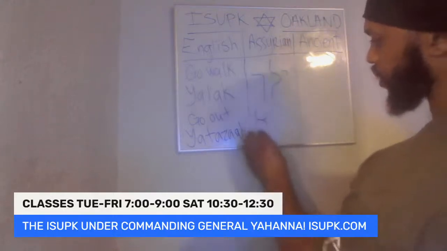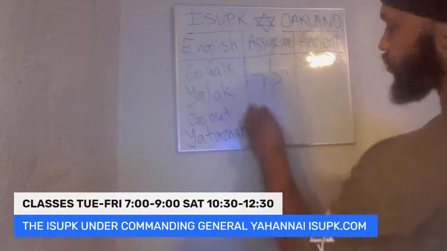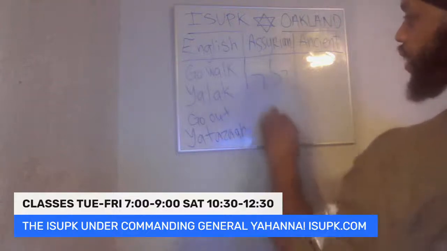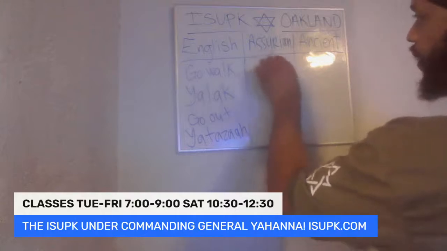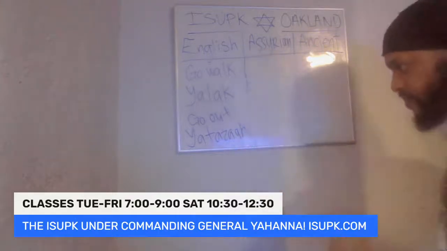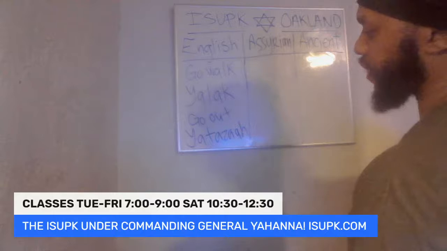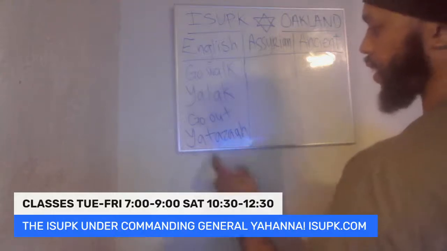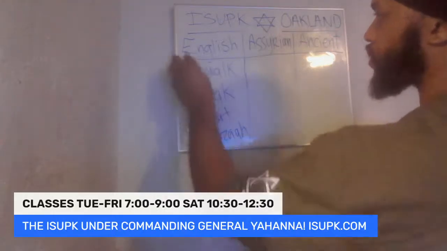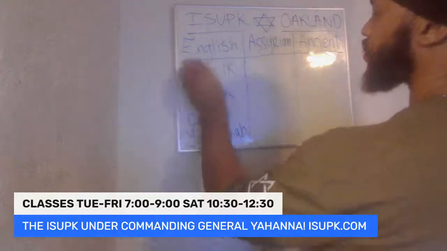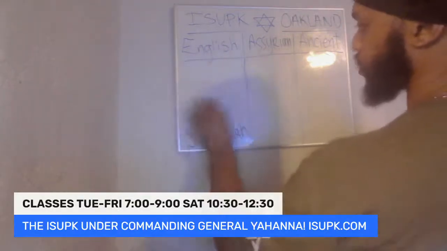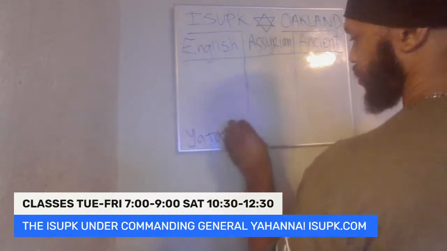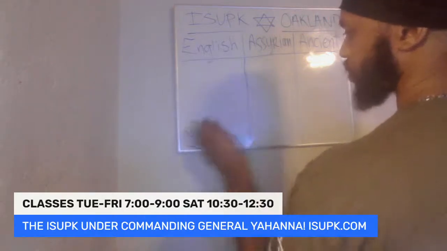My bad. I should have went the other way around. My fault. So your walk was the first one: a ya, a la, and a ka. And go out was ya, ta, za, and a. No connectors on the second one. Connectors on the la and the ka on the first one.